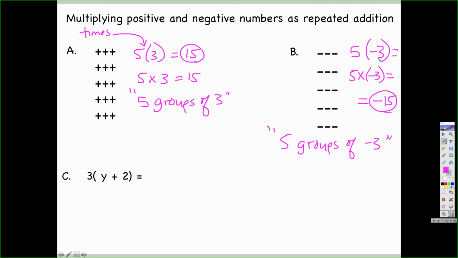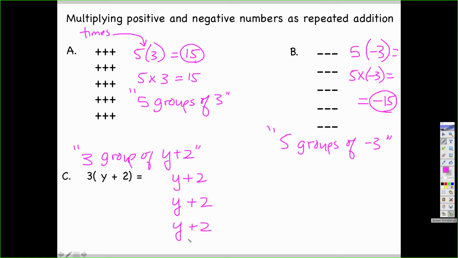So when we get over here to C, I'm going to say there's 3 groups of y plus 2. So each group has y plus 2. So I would write that. Here's one group of y plus 2. Here's a second group of y plus 2. And here's a third group of y plus 2.